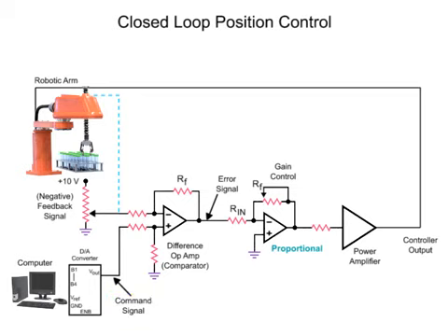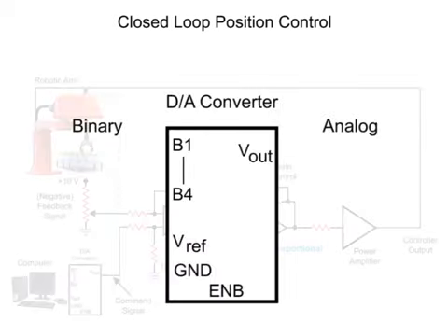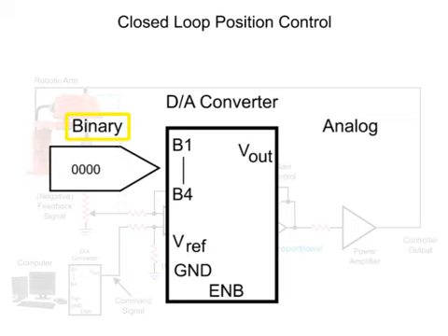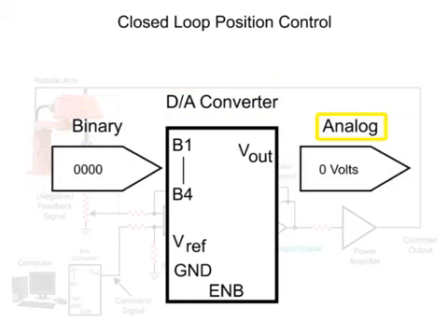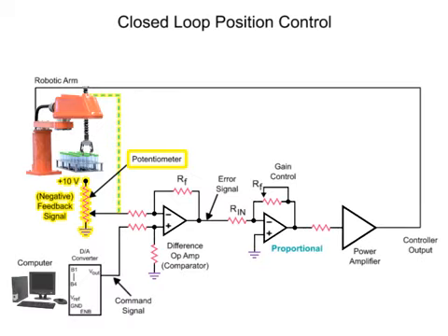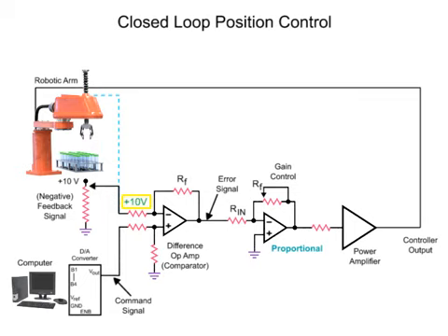The analog command signal voltage produced by the digital to analog converter determines the position of the arm. The potentiometer attached to a robotic arm in the circuit indicates the actual position. The variable voltage produced is referred to as the feedback signal. When the feedback signal voltage matches the command signal voltage, the arm has reached the desired position.